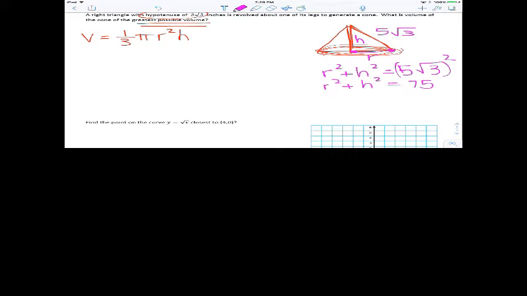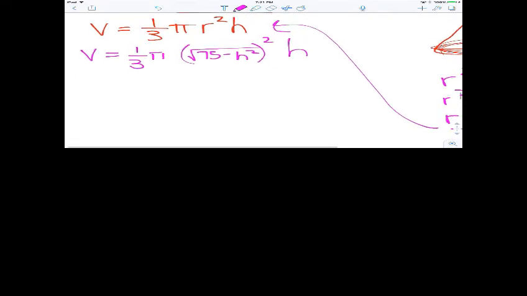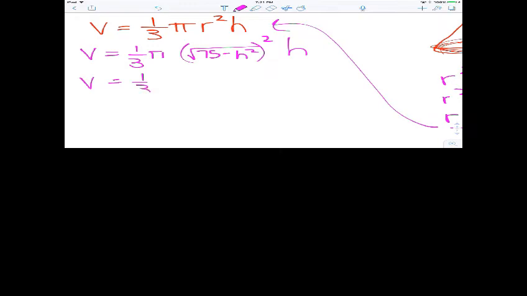So solving for r here, I would get r equals the square root of 75 minus h squared, which, by the way, is not 75 minus h, okay? Not that. So be careful with that. I'm going to plug that in up here. So my volume formula is going to be 1/3 pi r squared h. This is the square root of 75 minus h squared. And so what I'm getting is that volume is 1/3 pi and then 75 minus h squared, because the square and the square root undo each other, times h.